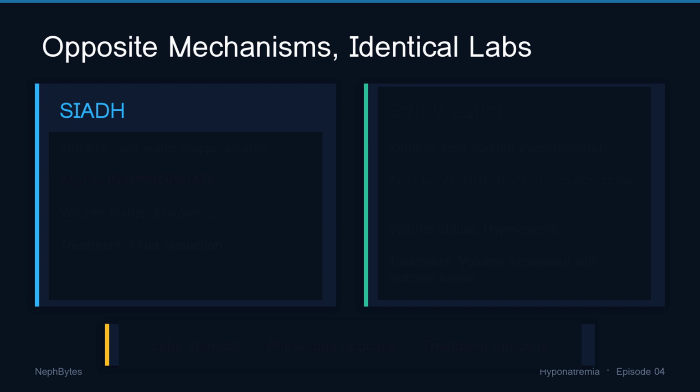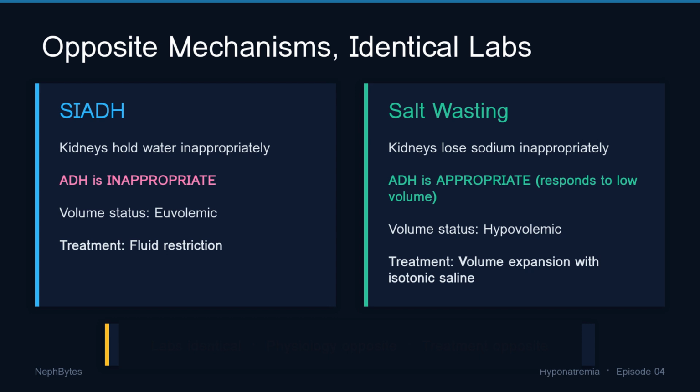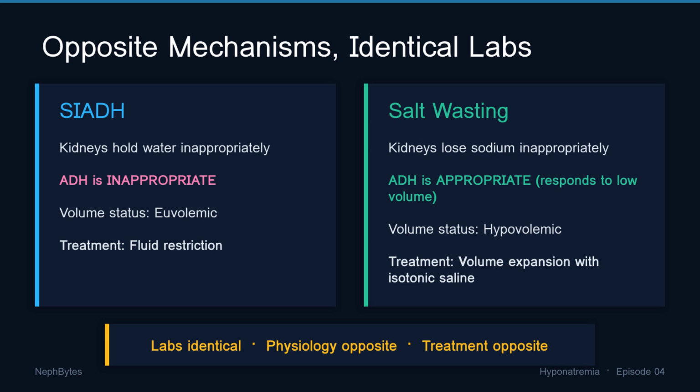In SIADH, the kidneys are holding on to water inappropriately. In salt wasting, the kidneys are losing sodium inappropriately. The patient becomes volume depleted from that sodium loss. ADH kicks in appropriately in response to the low volume. Water is retained and hyponatremia develops. The ADH is appropriate. It's just responding to the wrong upstream problem. So the labs can be identical, but the physiology is opposite, and the treatment is opposite.